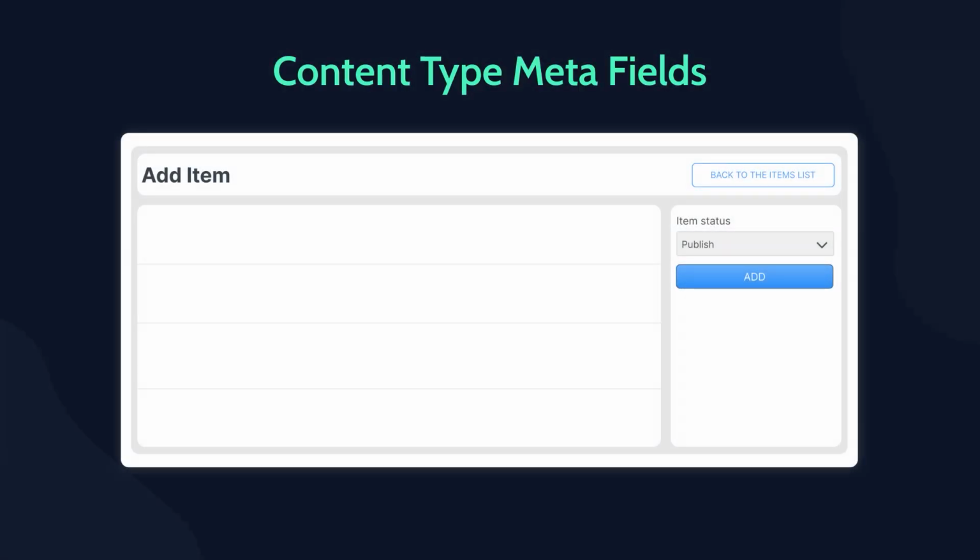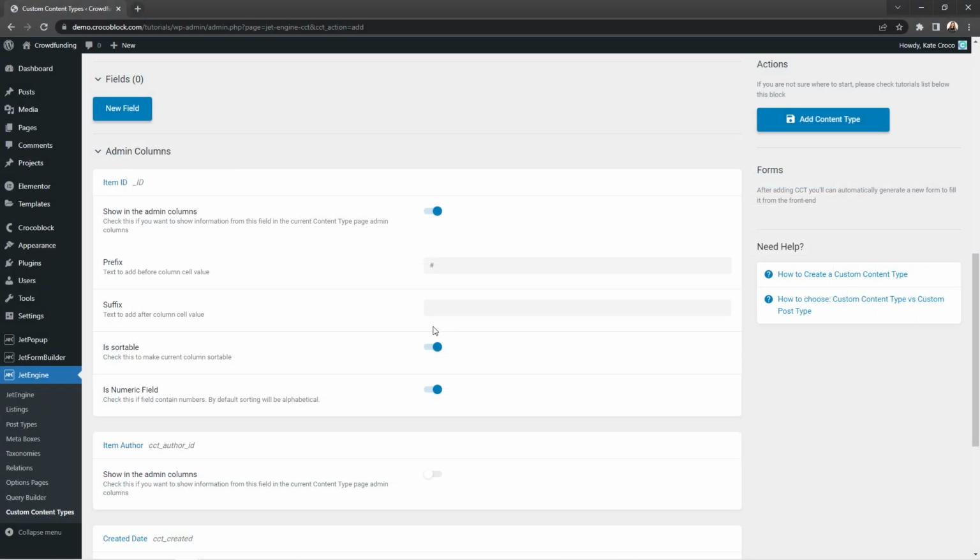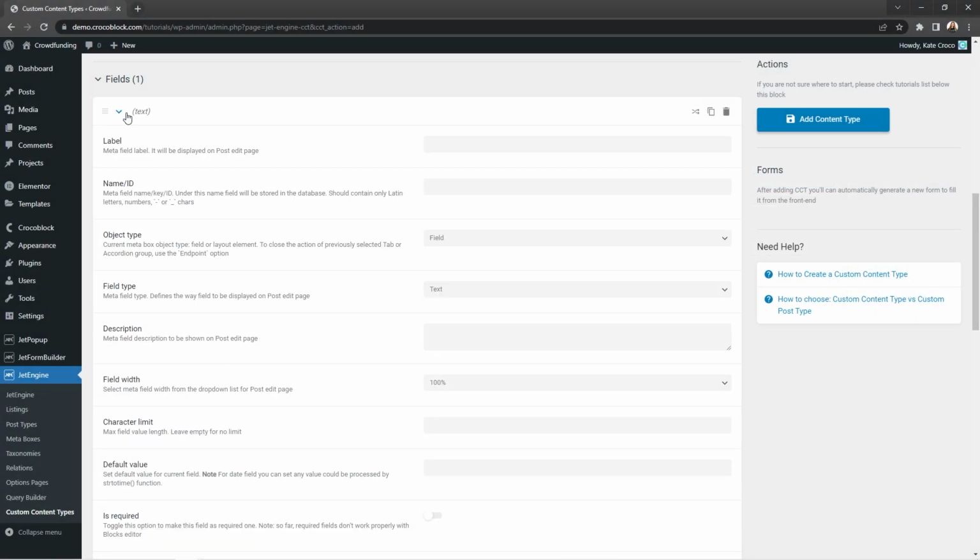We'll add 4 fields to this CCT. One for the amount a person is willing to donate, another one for the type of the project he or she chooses to support, the next one for the name of the person, and lastly, a field where one can specify whether to show their name on the front end after successful donation or not. So let's start with the first one.